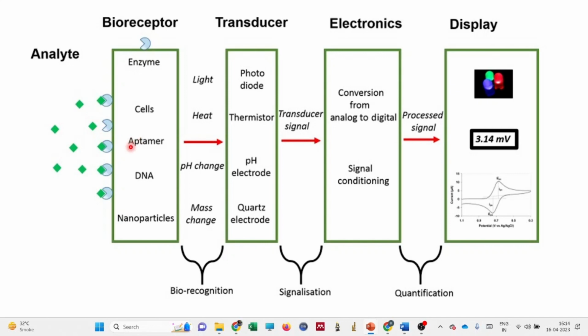Then we have a transducer. A transducer is basically an element that converts one form of energy into another.